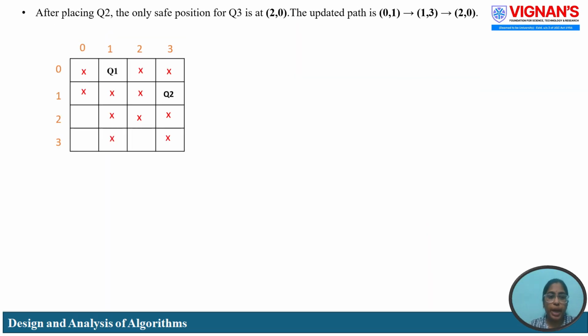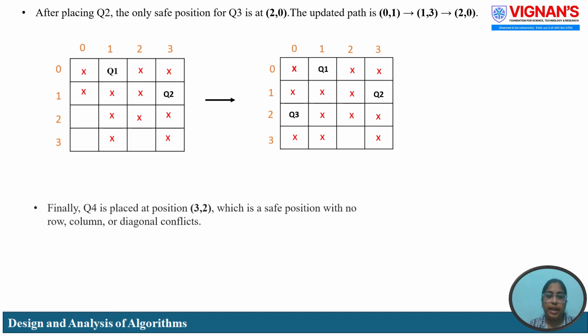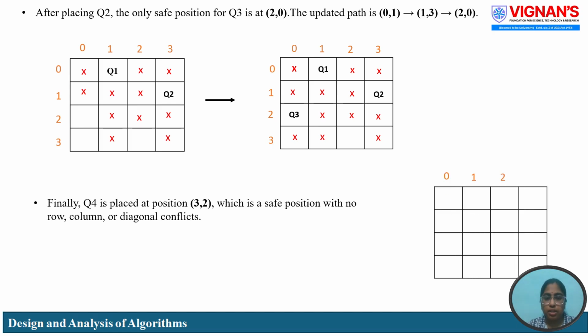After placing queen 2, we have the only position to place queen 3, which is 2, 0. Let's try to place queen 3 at 2, 0 and block all the unsafe positions. Now we place queen 3 at 2, 0 and block the column, row and diagonal. And next try to place queen 4 at column 3. We have the only safe position, 3, 2. Let's try to place queen 4 at 3, 2. We successfully placed 4 queens without attacking each other.